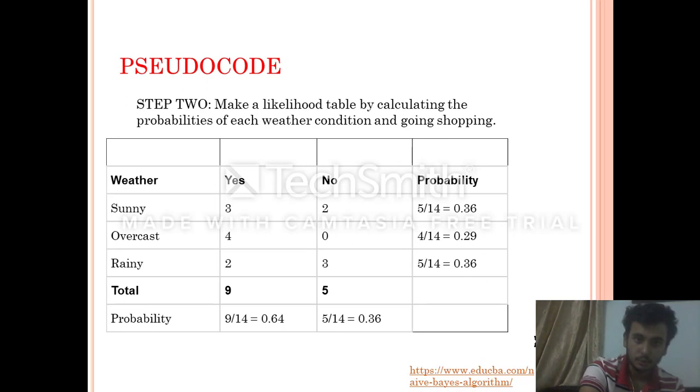Step 2. In step 2, we make a likelihood table by calculating the probability of each weather condition and going shopping. So in this slide, the probability calculation has been shown. The probability for sunny is shown to be 5 by 14, that is 0.36, based on the previous data set, and for overcast it is 4 by 14, 0.29, and for rainy it is 5 by 14, which equals 0.36, and the total probability for yes is 0.64, while the total probability for no is 0.36.